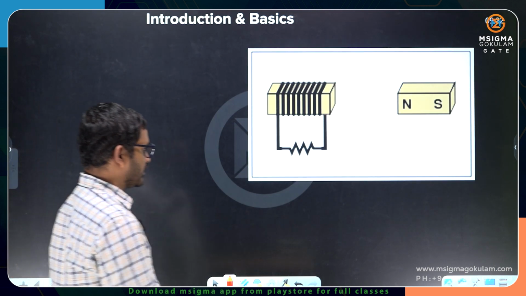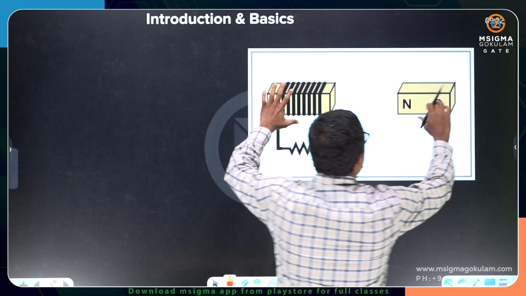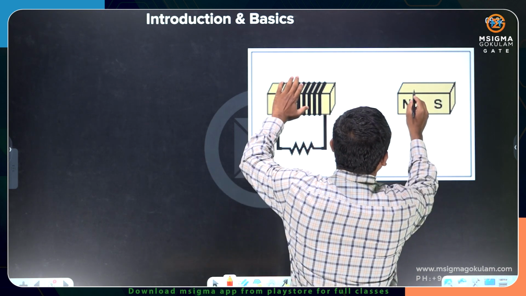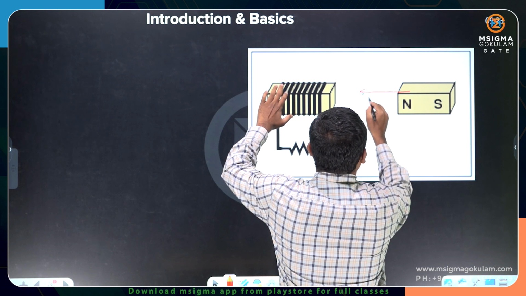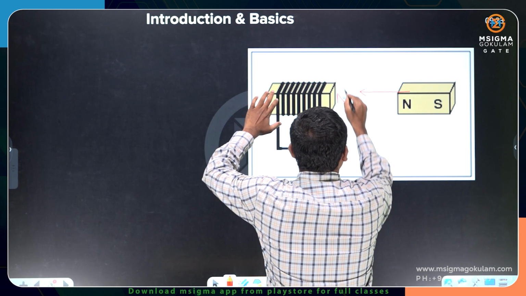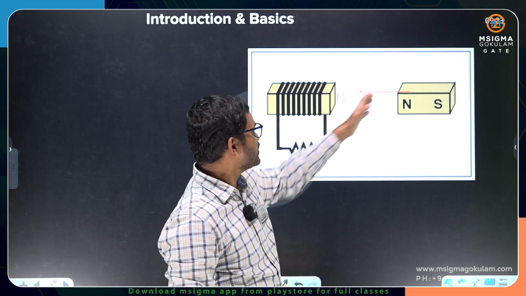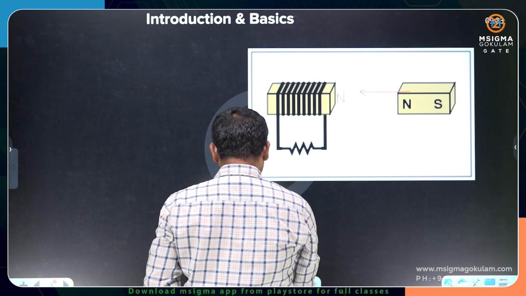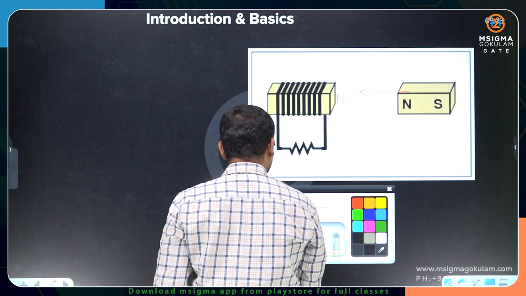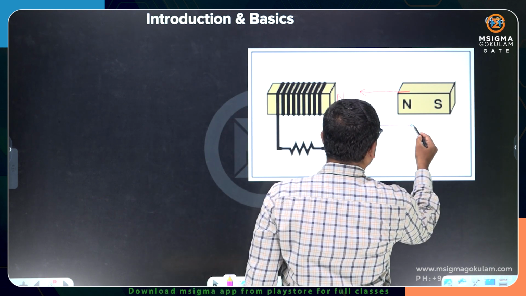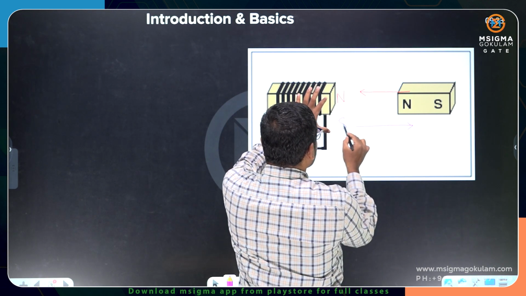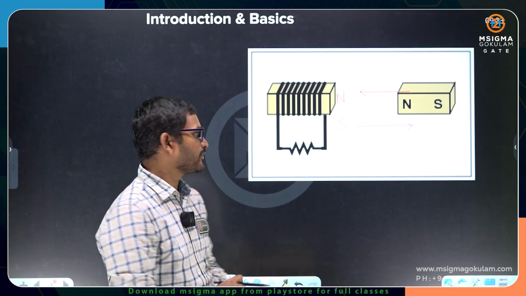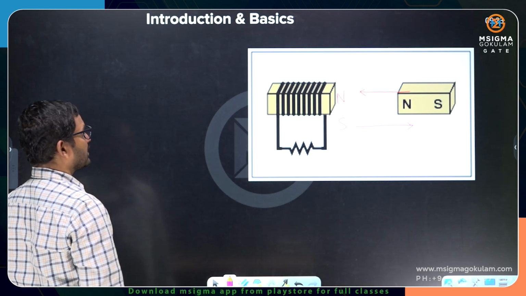You see here the same example. If I am bringing the north pole here, this pole side should be north pole to oppose the increment in north pole flux lines. Okay. Now if I move the north pole away, then this side has to be south pole in order to oppose the very cause of its production. Okay. All right. So see, let us move on.